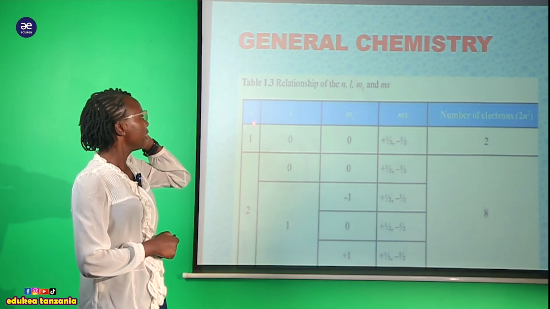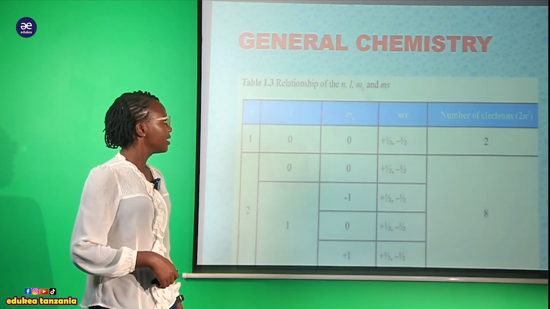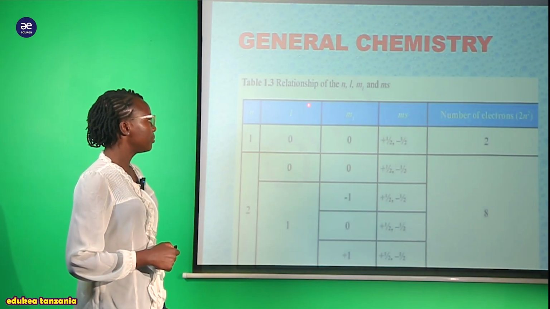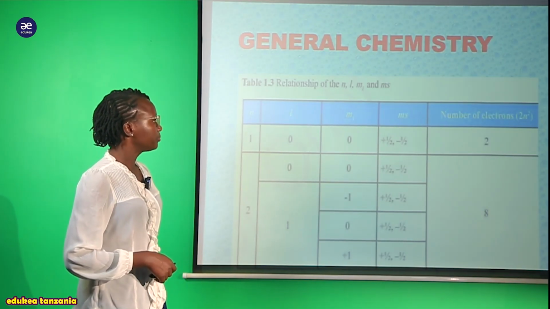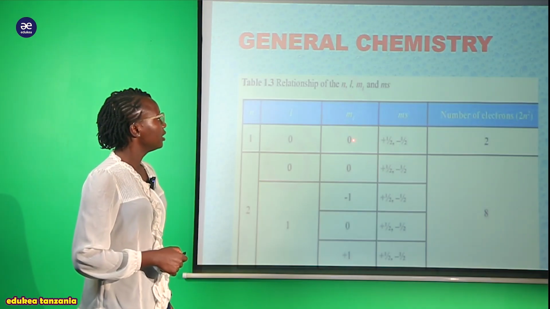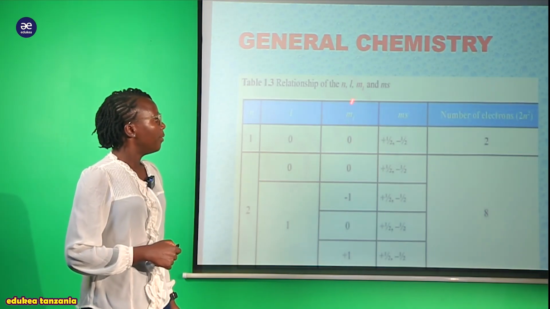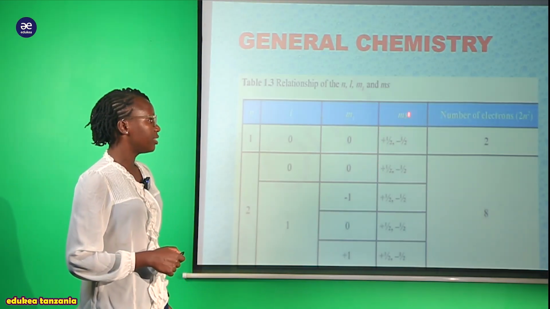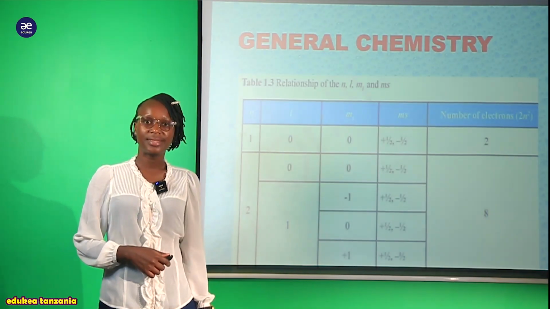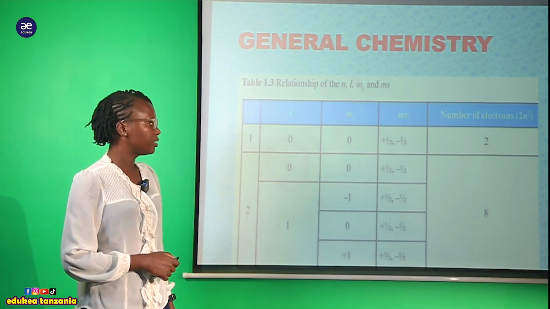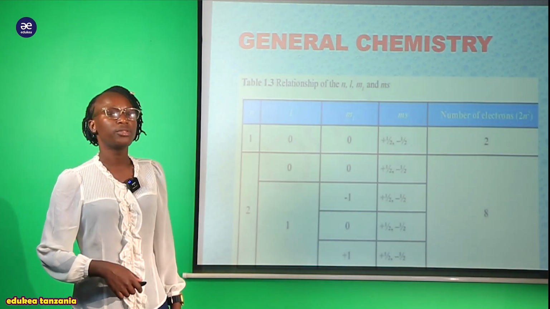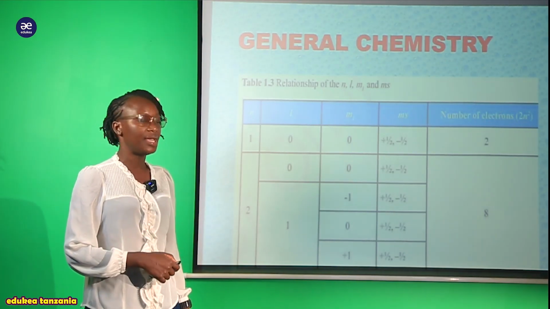The first column represents the principal quantum numbers. The second column represents the orbital angular momentum quantum number. The third one represents the magnetic quantum number. Lakini the fourth one, it represents the electron spin quantum number. And the last column is all about the number of electrons.